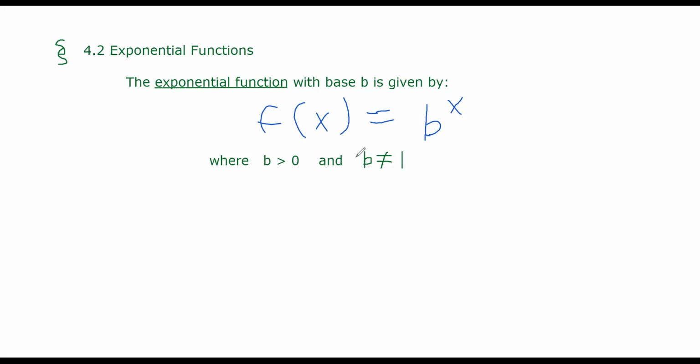But b can be a number between 0 and 1. It can be 0.5. It can be 0.3. It can be 1 over 7. It can be 3 over 19. b can be any number between 0 and 1, and it can be any number greater than 1 as well.